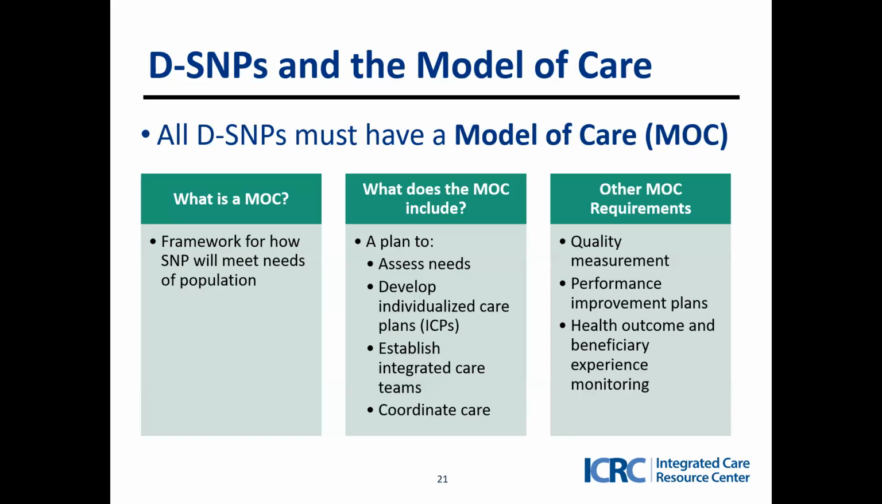So let's talk a little bit more about that model of care requirement for D-SNPs. As I mentioned, all D-SNPs are required to have a model of care, which is really a framework for how the plan will meet the specific needs of the dually eligible population they aim to serve. Through the model of care, D-SNPs outline how they plan to assess the needs of the dually eligible population within the state, how they will develop individualized care plans, how they will establish care teams to wrap around and provide care for dually eligible individuals, and how they plan to coordinate care across the care team.